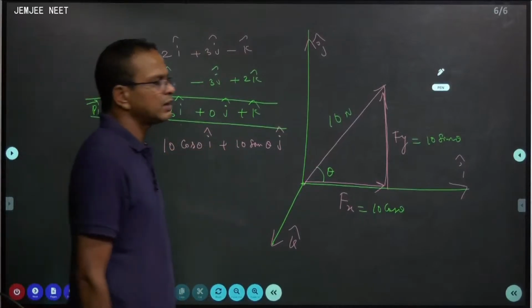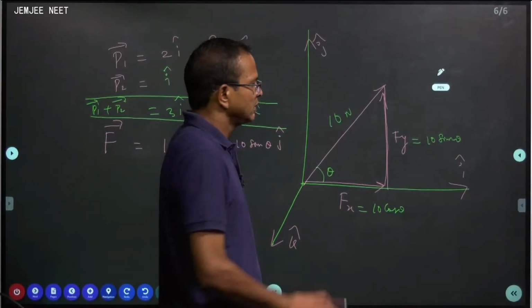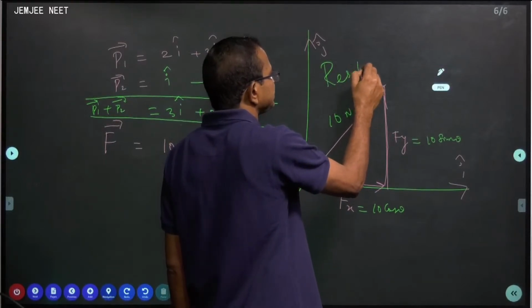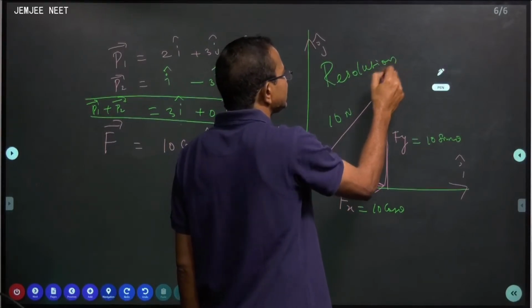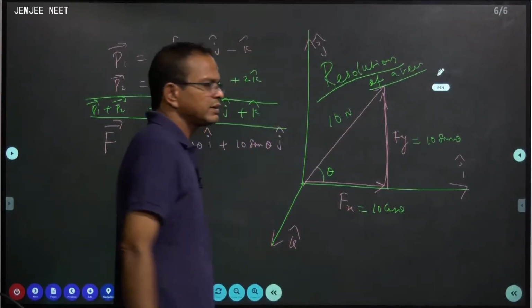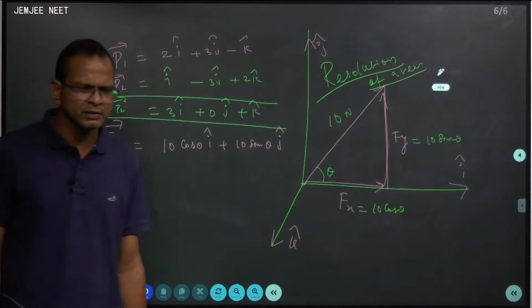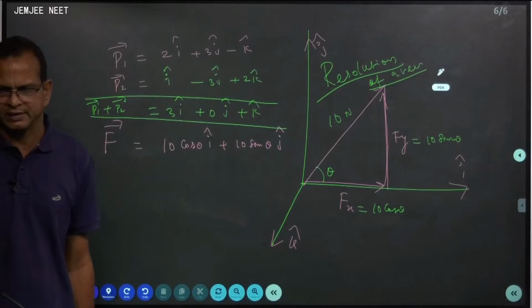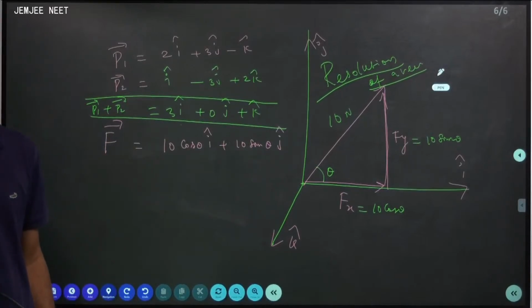This is called, according to our textbook, physics textbook, this method is called, come on, யாராவது சொல்லி பார்க்கலாம், resolution of vector. This is called resolution of vector. We have seen addition of vector, we have seen subtraction of vector, now we are seeing resolution of vector.